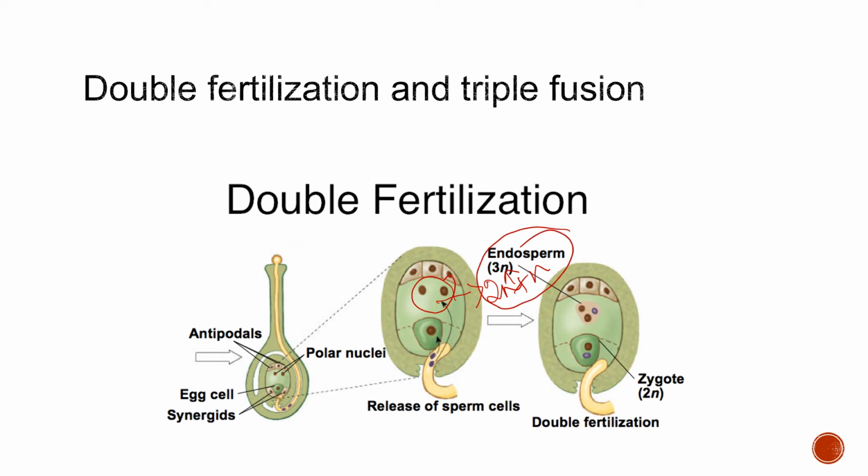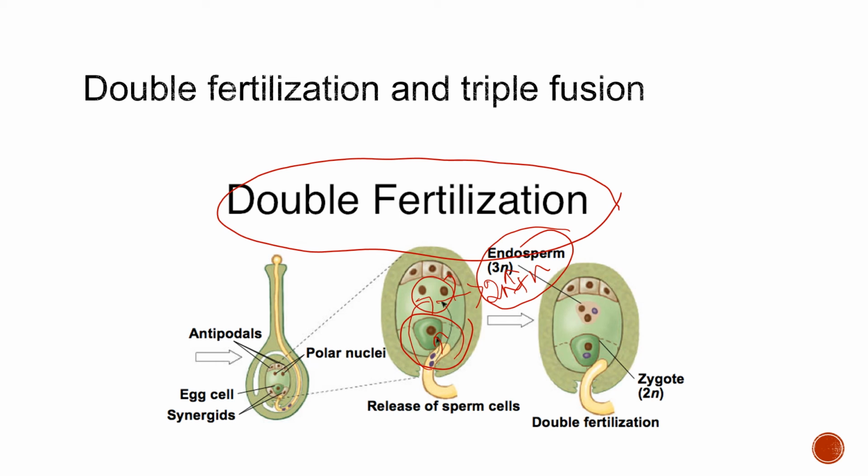Is it clear? The process involves the fusion of two male gametes separately, one with the egg and the other with the secondary nucleus. First one male gamete combines with the egg to form the zygote, and another combines with the polar nuclei to form the endosperm. This process where there are two times of fertilization, two times of fusion, the total process, is called double fertilization.